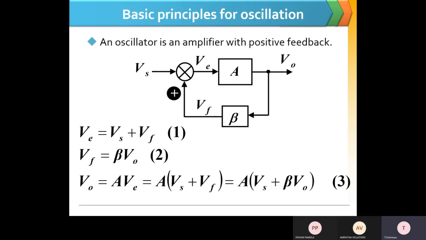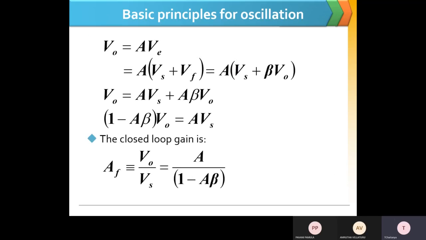Ve equals the summer signal, that is Vs plus Vf. Vf equals the feedback signal, that is the feedback gain into V naught. So V naught, which is coming here, is multiplied with beta, and Vf is the resultant signal. Vf is nothing but beta into V naught. From that we require only V naught, that is V naught equals A into Ve, where A is the amplification factor and Ve is the combination of Vs plus Vf, which you can substitute here. And next, from this, V naught equals A into Ve.